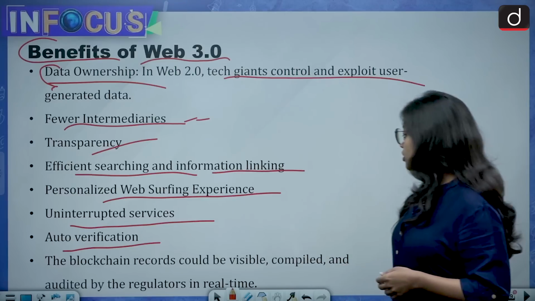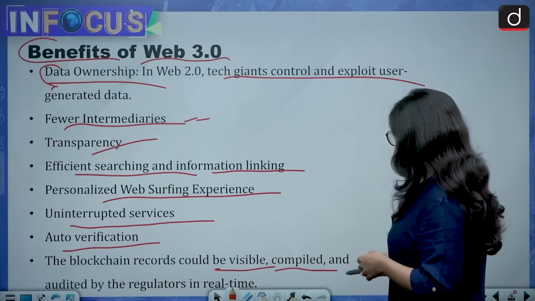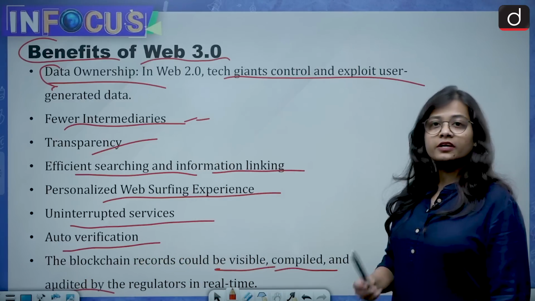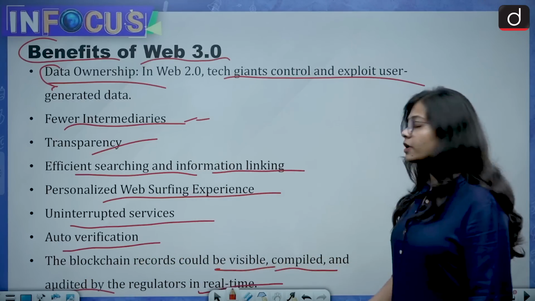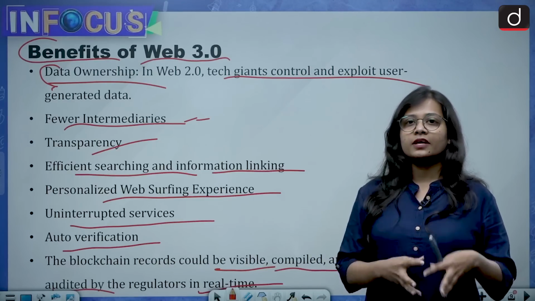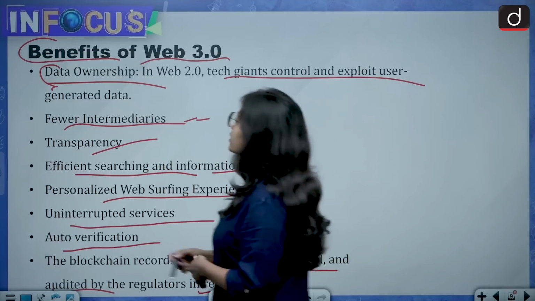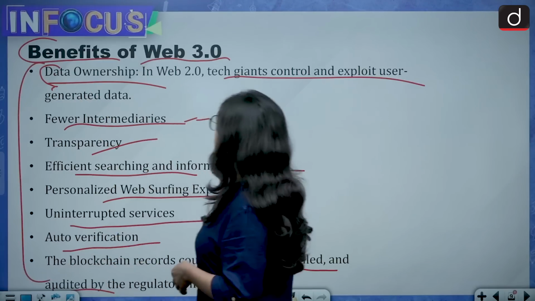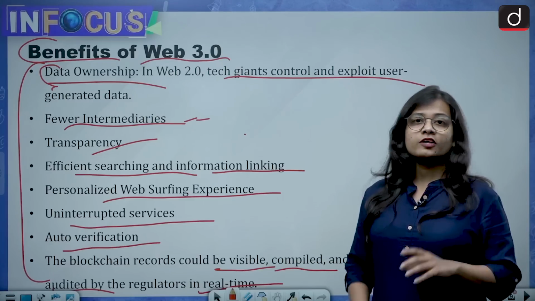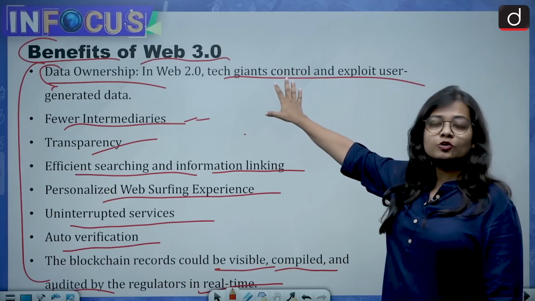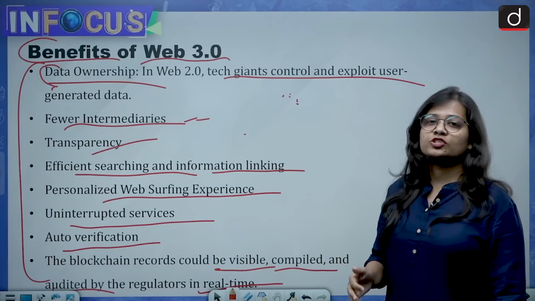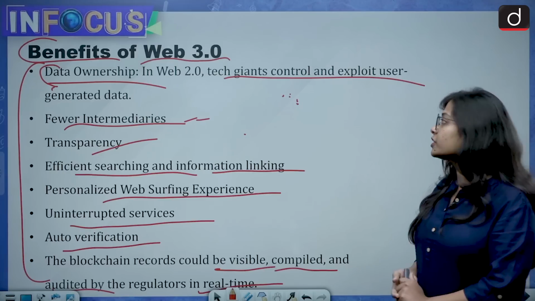Then the blockchain records could be visible, compiled and audited by the regulators in real time. So it's not that people have to wait for a very long period of time. All the things can be done in real time. So these become the benefits of Web 3.0, and Web 3.0 is very relevant from your exam perspective, because UPSC asked a question on Web 3.0 in this year's question paper, which is 2022. So you need to see the question.